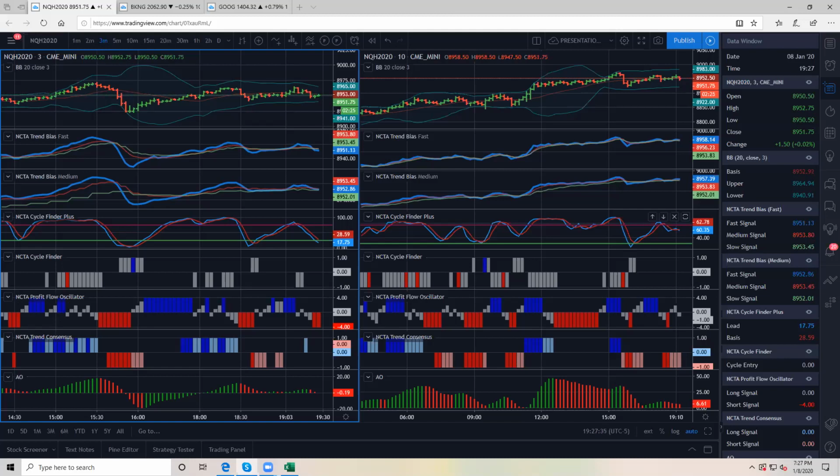So we can arm you with the tools, but we can also give you all the information you need on how you would trade it. And that's the intent.